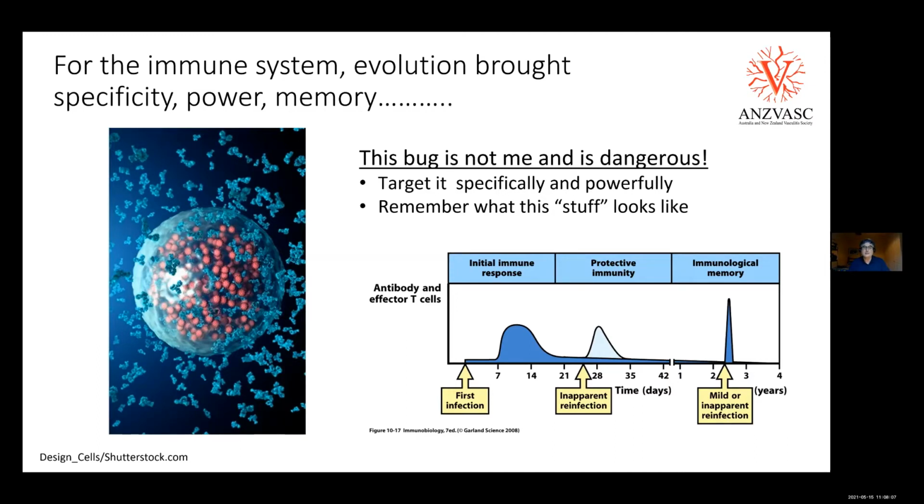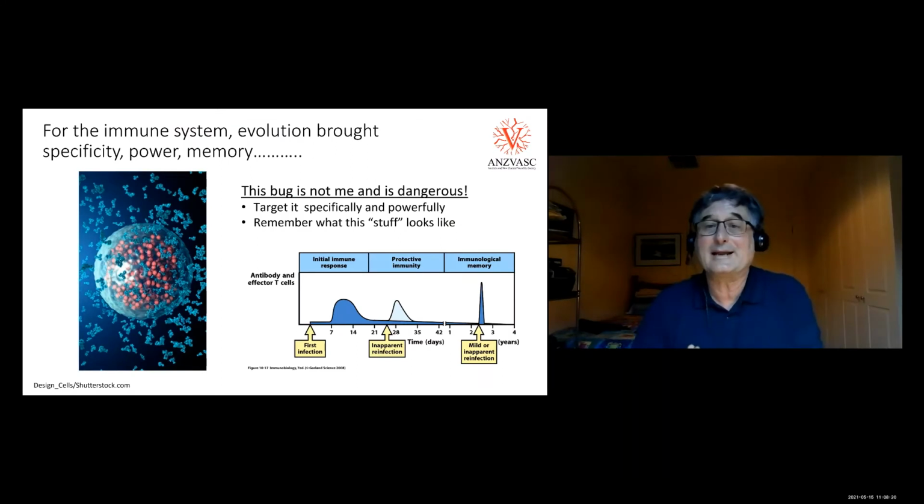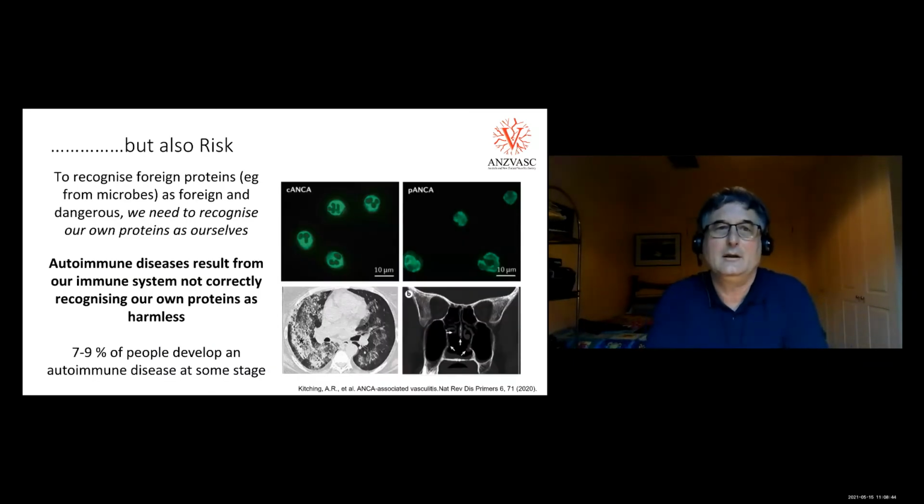It brought a lot of power to it because we could supercharge the innate immune system. And it brought what's called memory. In other words, this is the basis of vaccination that you may hear about from Dr. Langeth later on. We get vaccinated and then we meet the bug later on. We've got an immune system memory of this bug, and we can fight it without much or any infection. So really this adaptive immune system has evolved to say, this bug is not me and it's dangerous. Go on and target it specifically and powerfully. And by the way, remember what this stuff looks like, because if you meet it again, you can deal with it much more easily.